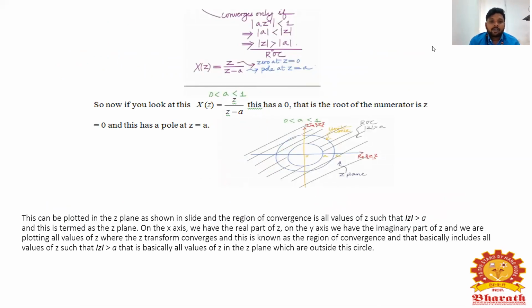So that can be written as Z divided by Z minus a. Here there is a zero at z equal to 0 and a pole at z equal to a. If you check the diagram, the region of convergence is all the values of z such that modulus of z is greater than a. On the x-axis we have the real part of z, on the y-axis the imaginary part of z. We are plotting all the values of z where the Z transform converges, which is outside the circle, because modulus of z is greater than a.